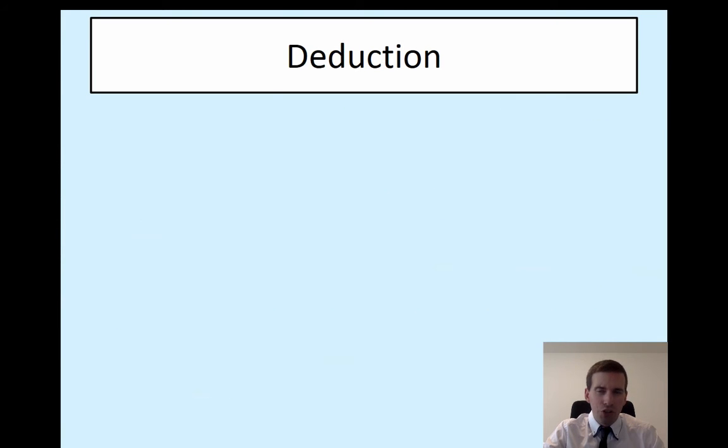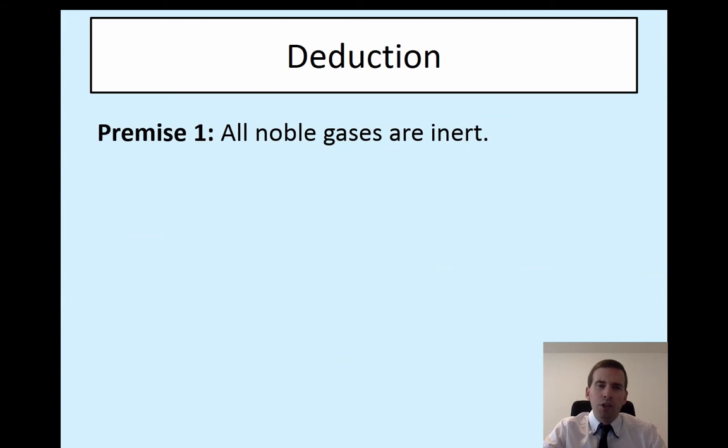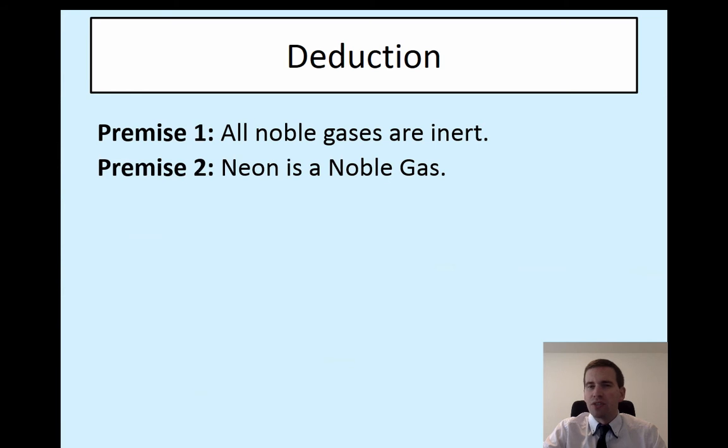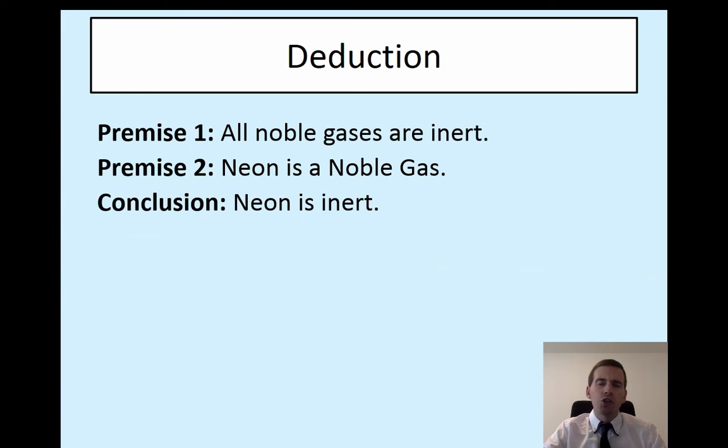Now, deduction, on the other hand, goes in the opposite way. So let's think about a chemistry example. Now, your premise could be that all noble gases are inert. Remember, the noble gases are group 0 or 8, depending on your periodic table. Inert means unreactive, don't react. Your second premise, neon is a noble gas. So you could conclude that neon is inert. This would be deductive reasoning.